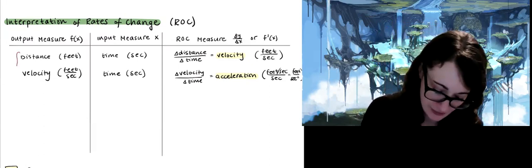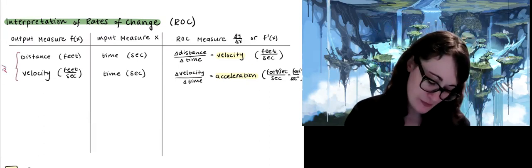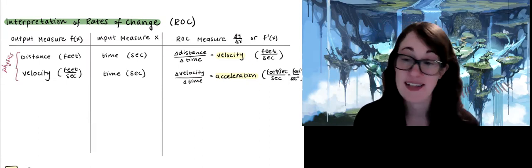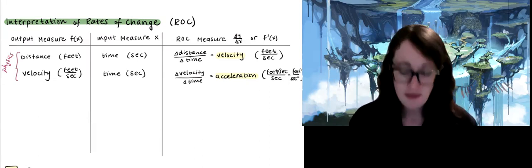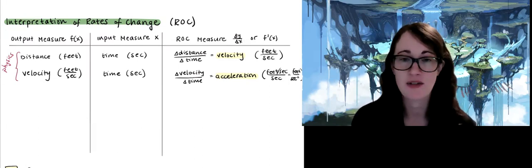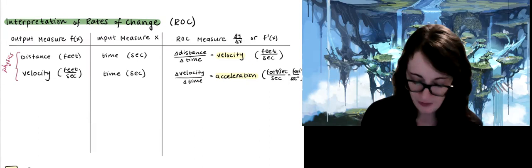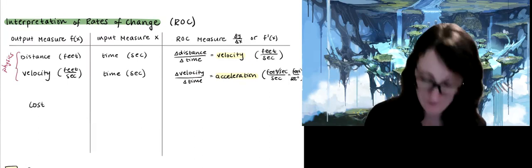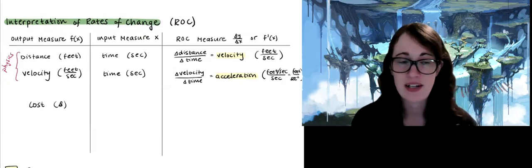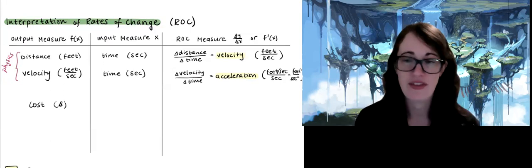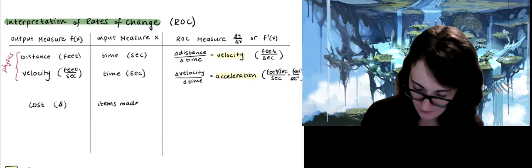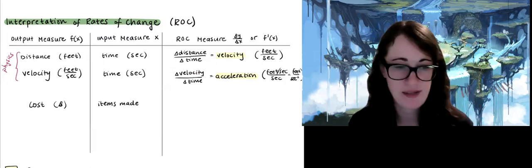So this is really the extent for now of our physics applications, just talking about velocity and acceleration. For our economics applications, we can also talk about the rate of change of cost, revenue, and profit. So say we're looking at a function that measures cost. So cost, of course, is measured in dollars. And the input, the x, is always the number of things made. So our input is items made.